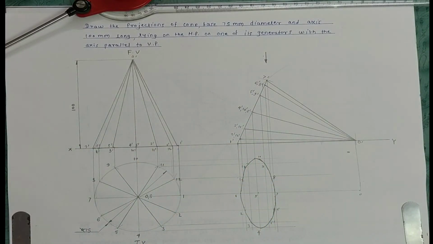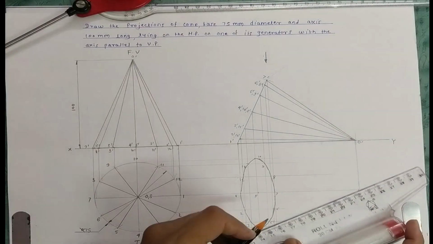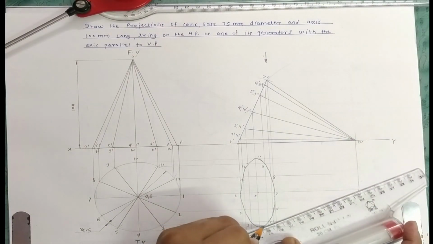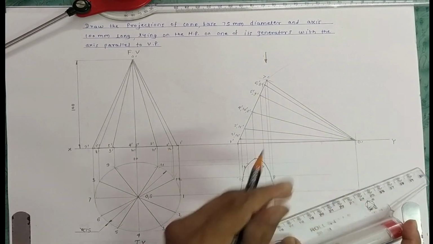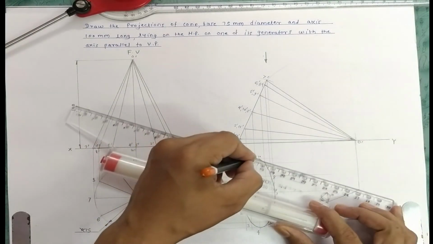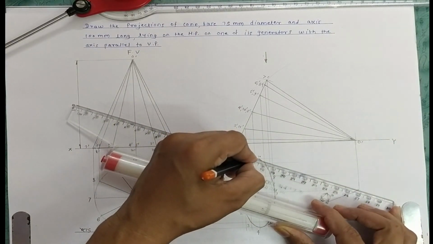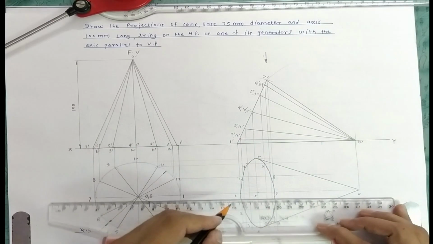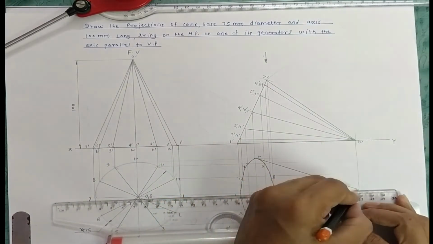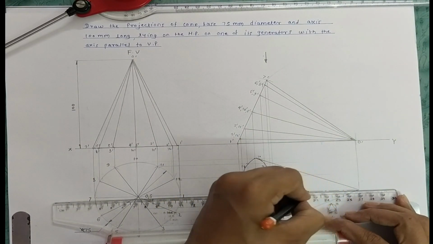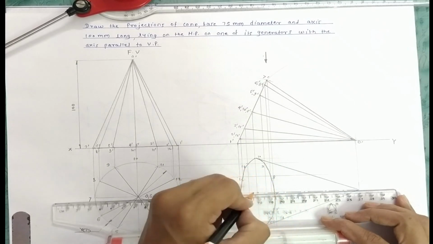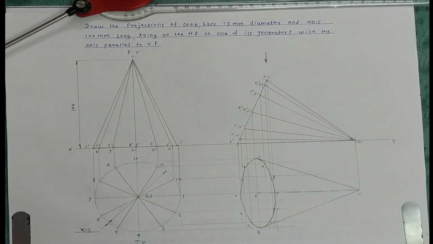And join to point O. So there is no need to show other generators, only show the axis of the cone. So this is the final solution of the cone. Thank you.